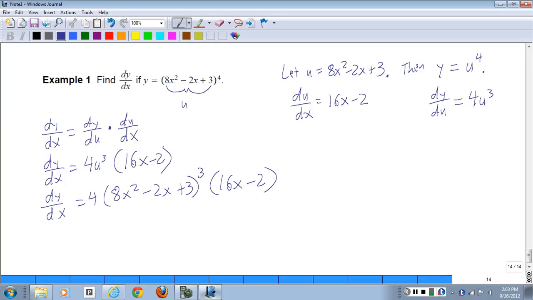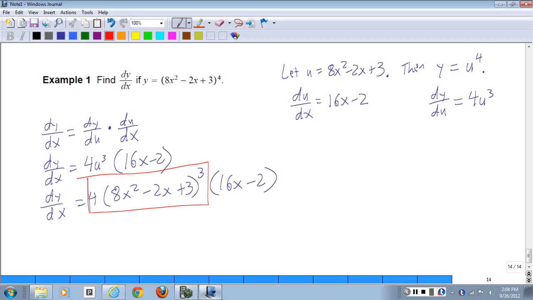Now, the thing I guess I should point out here: if we didn't know about the chain rule and we're just looking at this expression, we might just think power rule. Because what we have is an expression raised to a power. We've got 8x squared minus 2x plus 3 quantity to the fourth power. And it would seem like just use the power rule. Take that 4, bring it out in front, reduce the exponent by 1, and if we did that, we would get this. That's what we'd get.